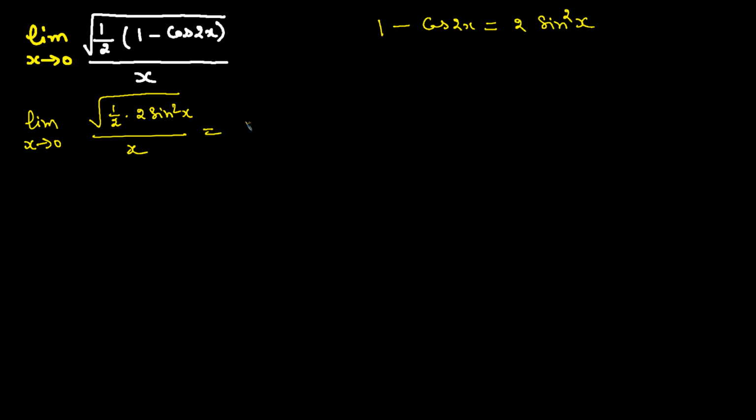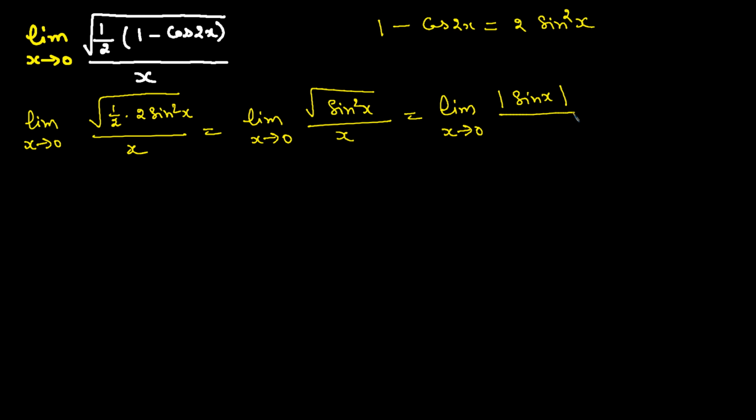So this is basically equal to limit x approaches 0, and the 2 cancels out with the 2, we're left with square root of sine square x over x, which is equal to limit x approaches 0 of the absolute value of sine x over x. We need the absolute value of sine x here, because the square root of any number gives me a positive and negative answer. Now we're going to see the limit from the left hand side and right hand side, as we got the absolute value of a function here.